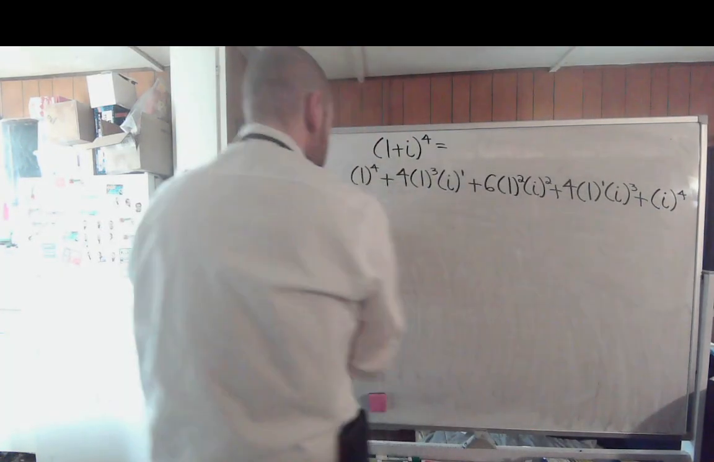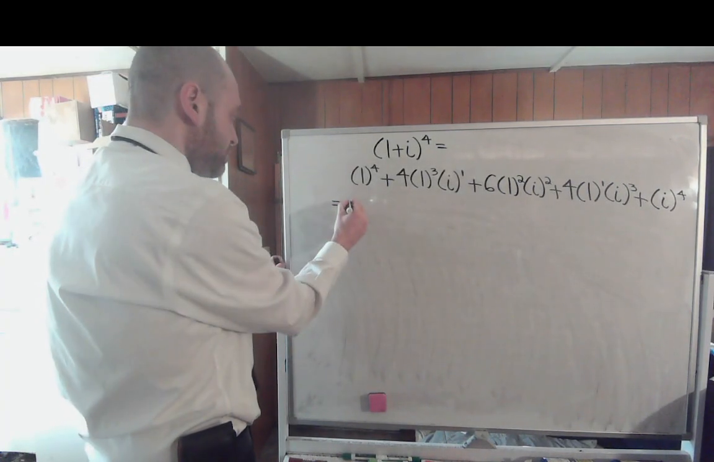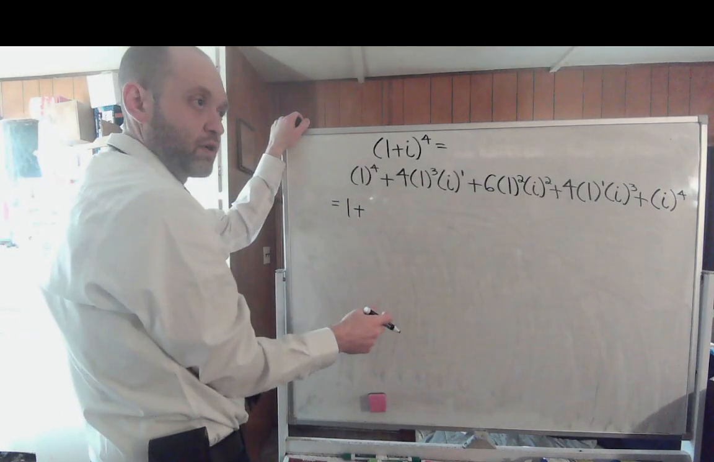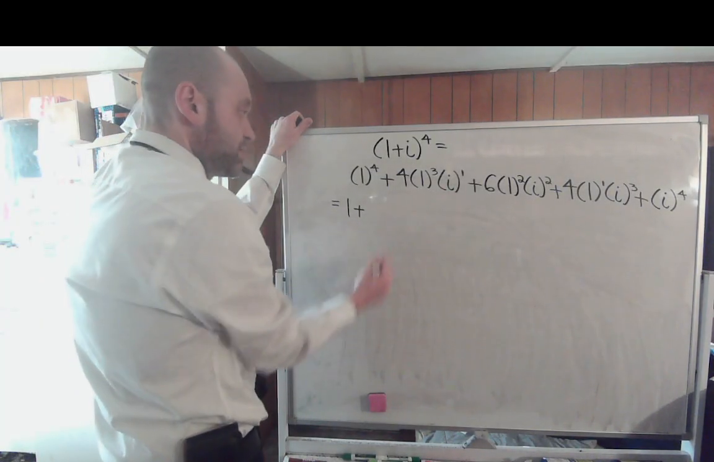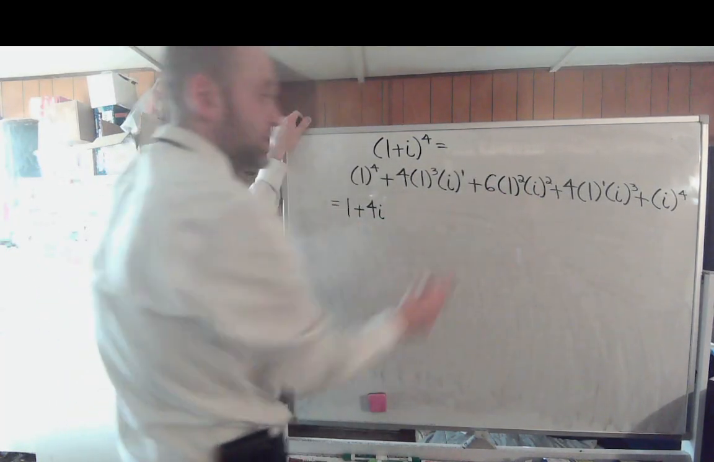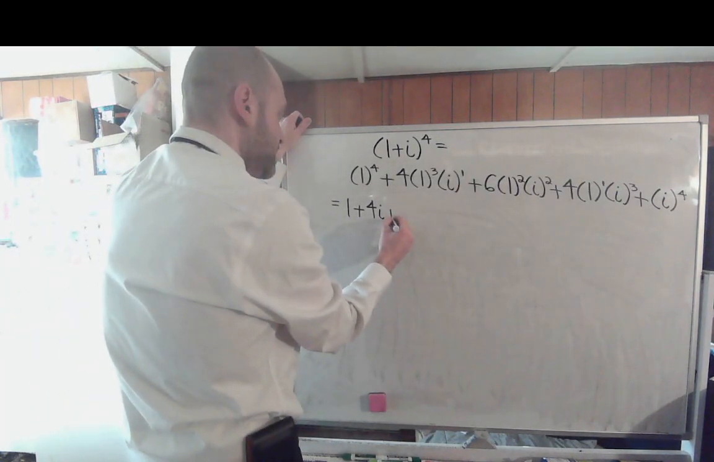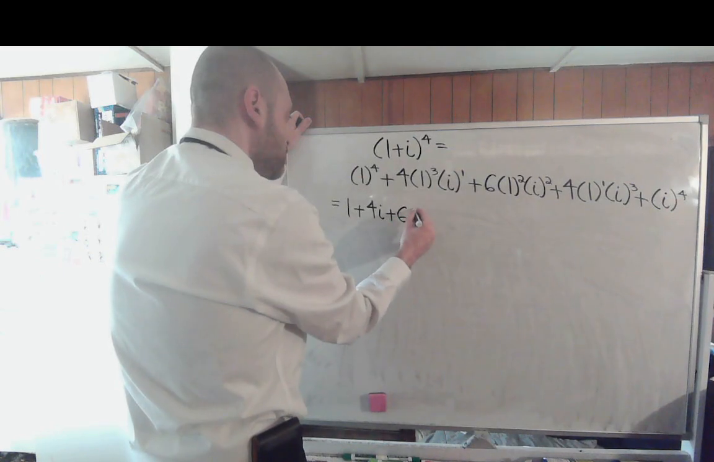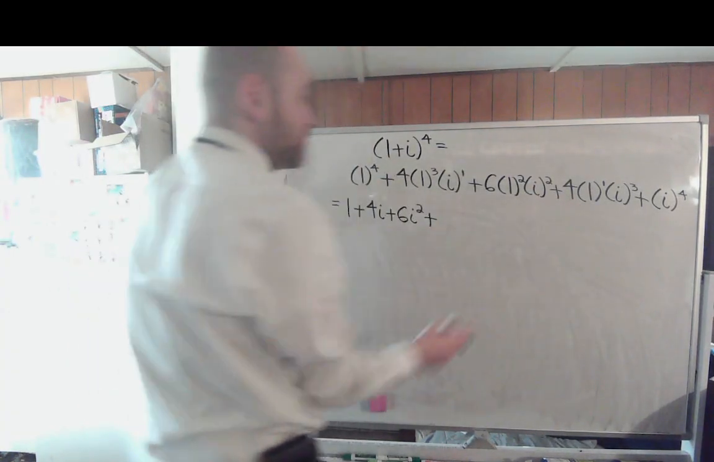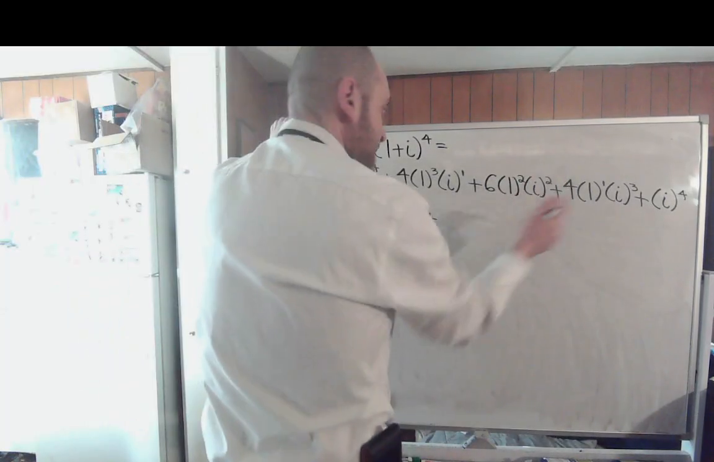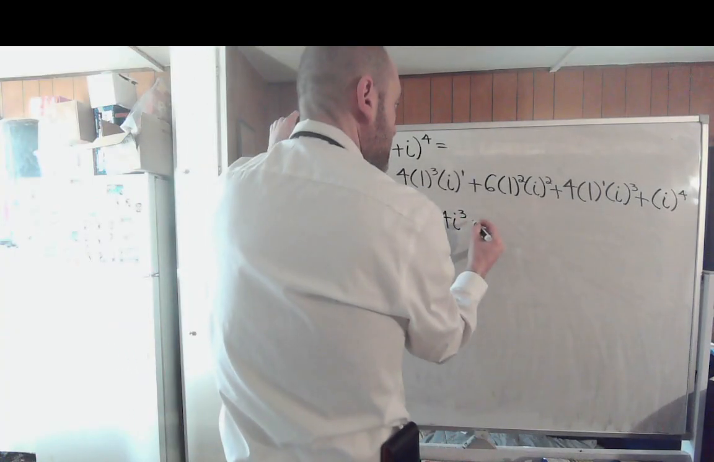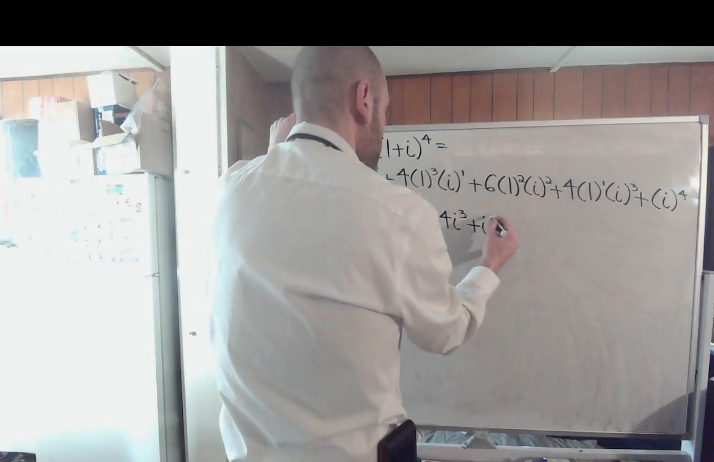So let's go ahead and start simplifying this. So what's 1 to the 4th? Well, that's just 1. Plus now we have 4 times 1 to the 3rd, which is 4, times I to the 1st. This would just be plus 4I. Now 6 times 1 squared is 6 times I squared. This would be plus 6I squared. Plus now we have 4 times 1 to the 1st, which is 4 times I to the 3rd. This would be plus 4I to the 3rd. Then we have plus I to the 4th.